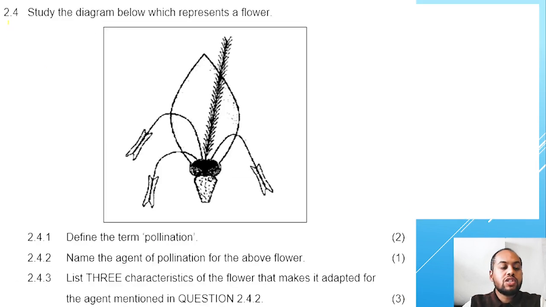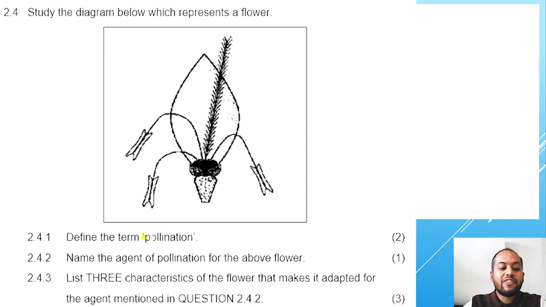The next question, 2.4 says, study the diagram below which represents a flower. So again, we have a flower here, very similar to the previous question. We can see that the stamens are hanging out of the flower. You have a large stigma. So again, you have a great indication here that this type of flower is possibly going to be wind pollinated.